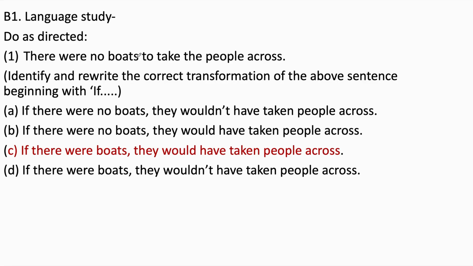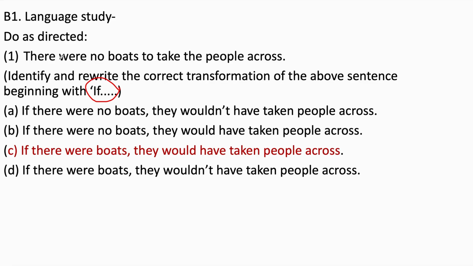There were no boats to take the people across. वहाँ पे boats नहीं थी जो लोगों को उस पार ले जाए. We will rewrite the correct transformation of the above sentence beginning with if. The most important thing that you need to understand is आपको sentence start करना है if से. Your first is, if there were no boats, they wouldn't have taken people across. Second, if there were no boats, they would have taken people across. आप आइडेंटिफाई कर सकते हो दोनों सेंटेंसेस इनकरेक्ट हैं.